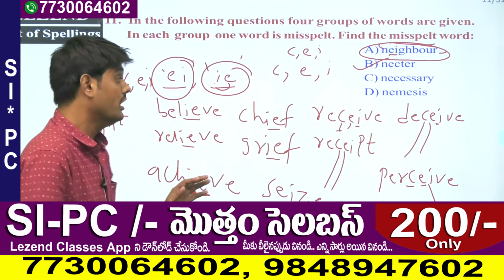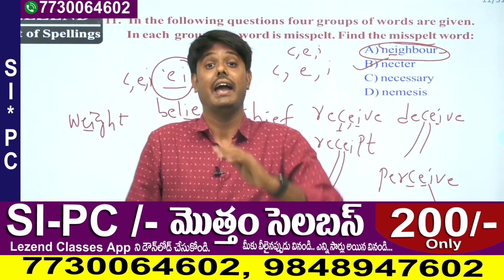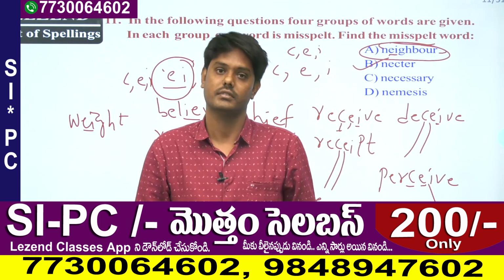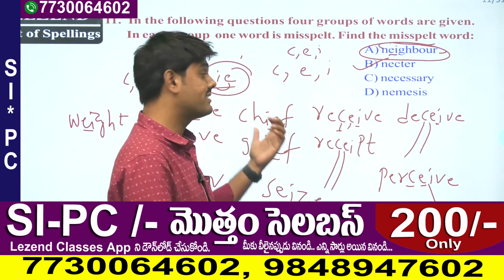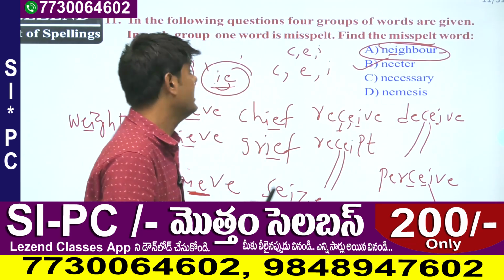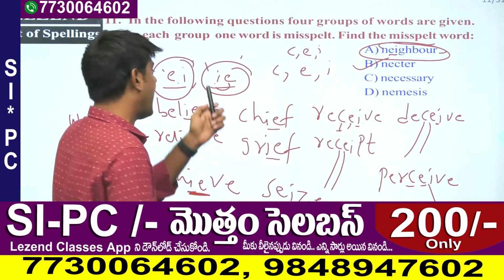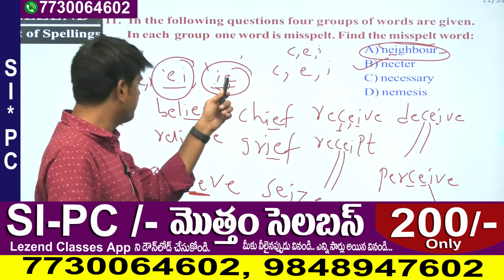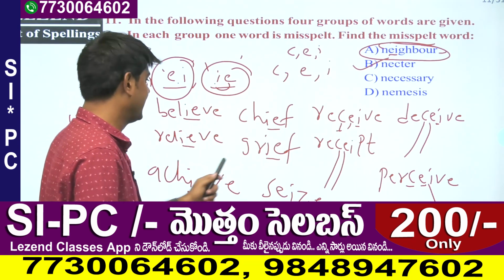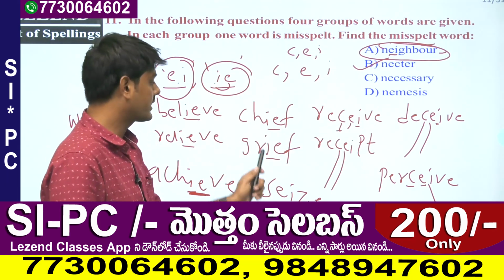So that is why, along with the rules of spelling, we have to learn the exception words also. So this is another basic rule of spelling. Very, very important: when to use EI and when to use IE. So IE means I comes before E. Like in the words believe, chief, grief, relieve, achieve.